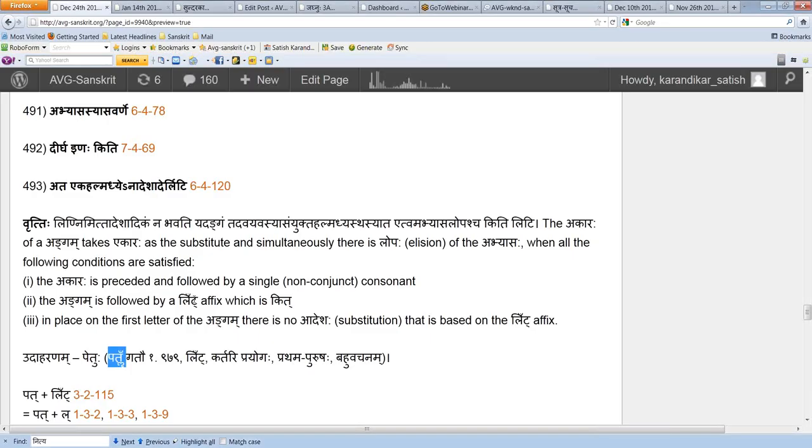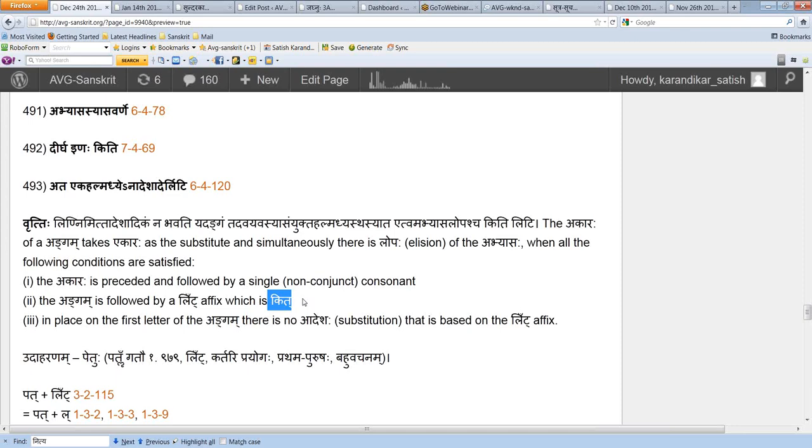It says that the pratyaya should be a kit pratyaya. So asanyoga lit kit. If it's not a kit pratyaya, 64120 doesn't apply. So 64120 says there should be an angam which has a akaraha, which has a non-conjunct hal on either side. The lit pratyaya should be following. Second condition. Third condition is that there should be no adesha in place of the adi hal, an adesha which is based on lit pratyaya, mainly kuhoschuhu and abhyase charcha. And lastly, the pratyaya should be kit. Then what does this sutram do when all these conditions are satisfied?